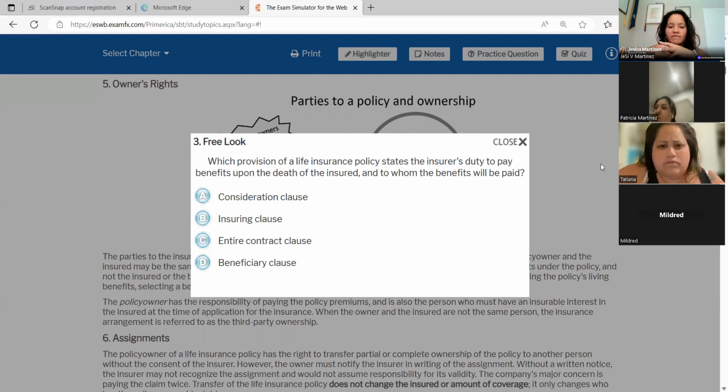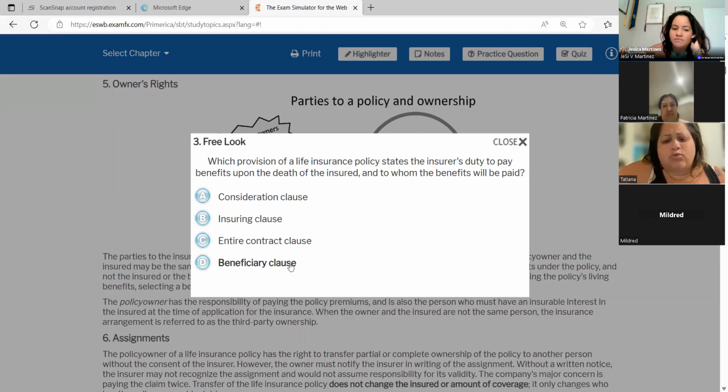So which provision of a life insurance policy states the insurer's duty to pay benefits upon the death of the insured and to whom the benefits will be paid? Or D, isn't it? So the beneficiary? I think it's beneficiary as well, because it states who to pay it to. It says, and to whom the benefits will be paid.